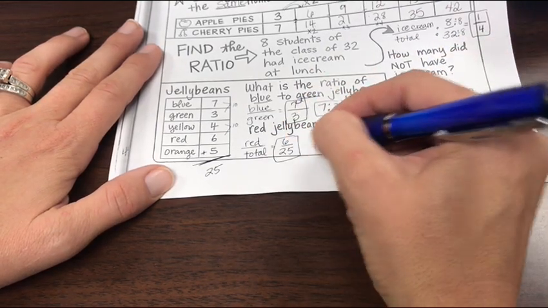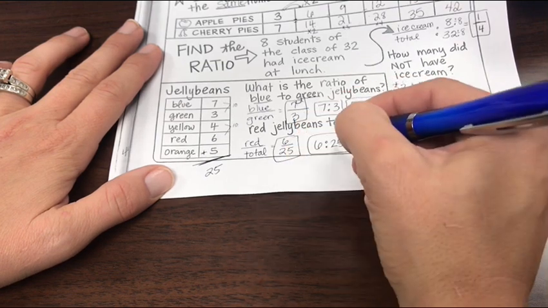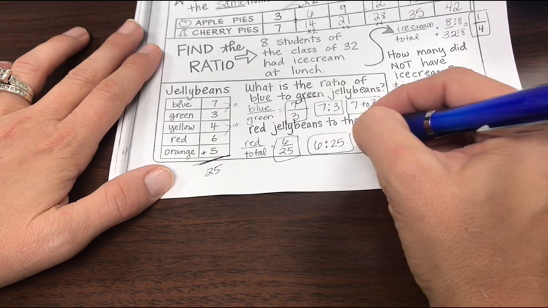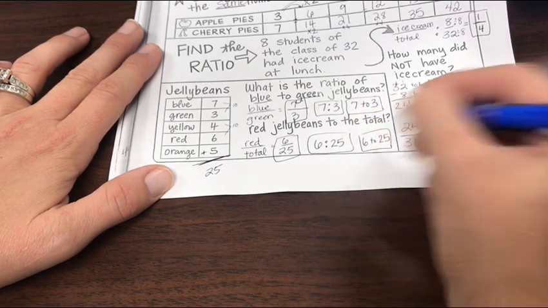All right, and just to practice, let's go ahead and write it 3 different ways. There's 1, 2. There's the other way with the colon. And then the other way is 6 to 25 with the word to.